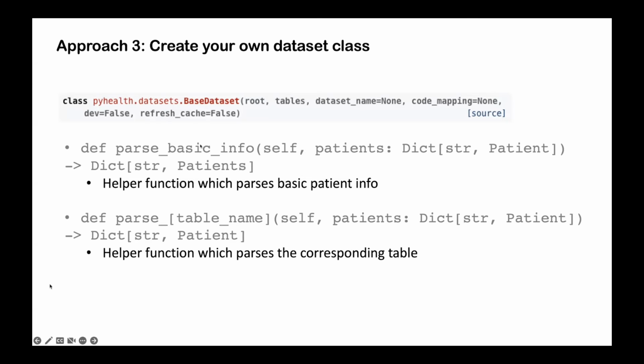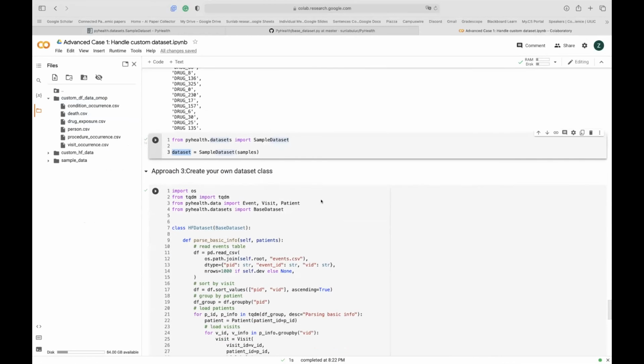So that's the first function you want to implement. And the second one is, depending on how many tables you have, you need to implement one parse function for each of the tables you want to incorporate into PyHealth. This function is called parse table name function, and you need to parse the corresponding table. So let's go to the code and see a concrete example.